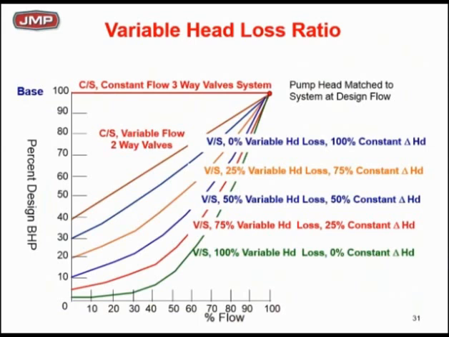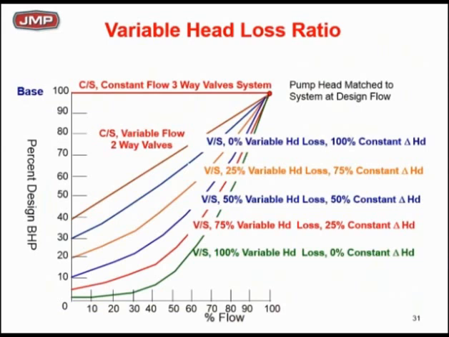Go all the way to the top straight line, which would be 100% constant head, 0% variable. Look at the 50%. I'm up to roughly 75% horsepower. What's the message? As you increase the percent constant head, the brake horsepower is going to go up, even at zero flow. Look at zero flow. At zero flow, I'm still running pretty fast, and I'm using a lot of horsepower.